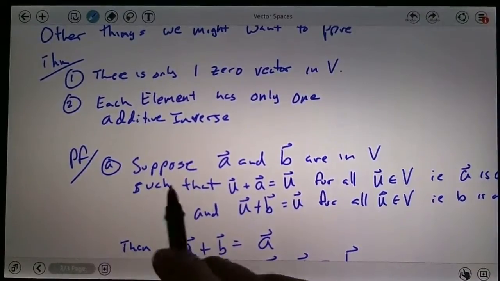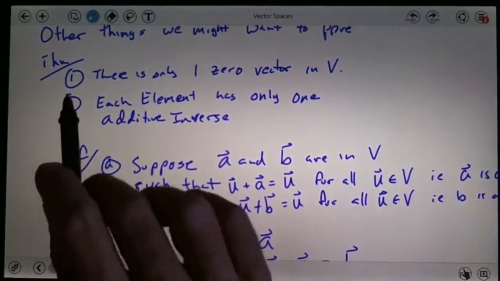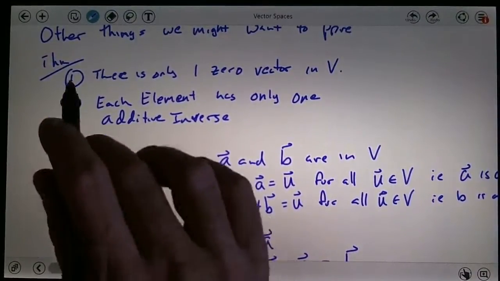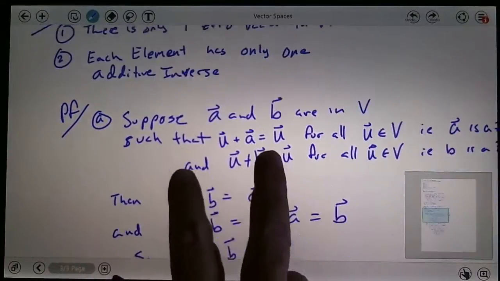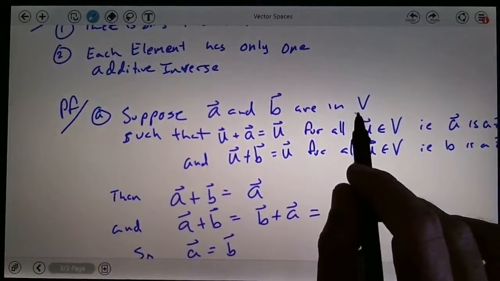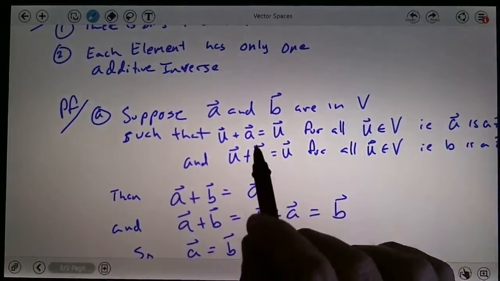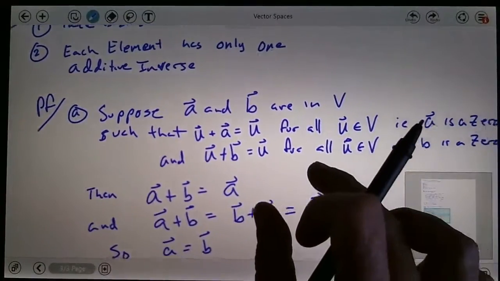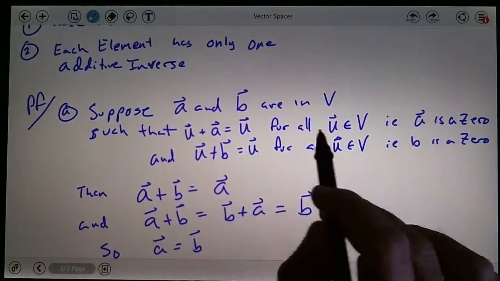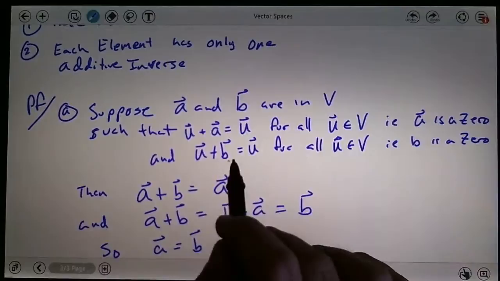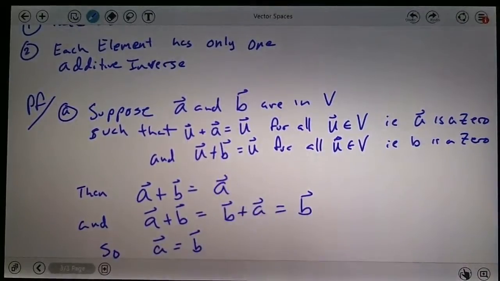So to prove that, let's do part 1, or A. A is 1, B is 2. So suppose that I have 2 elements in the vector space here, such that they both act like zeros. So I want that u plus A equals u for all u, and u plus B equals u for all u. So both of these are behaving just like the additive identity. So they're both what we would call a 0.